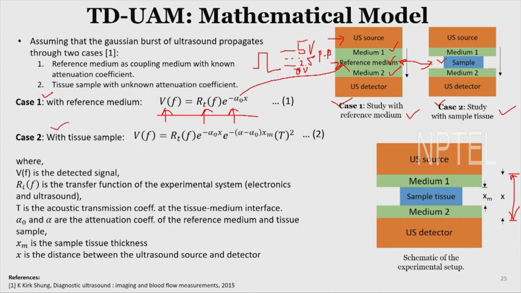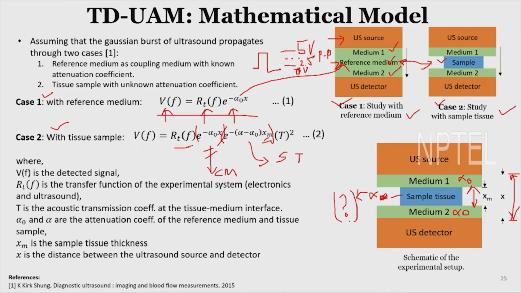In the second case, with the tissue sample, you have a different equation. So you have RT, and then there is a product of two terms. The first term is for the coupling medium, and the second, with xm, the thickness of the sample medium, is for the sample tissue. For the coupling medium, the attenuation coefficient is alpha naught, and we know this alpha naught, while for the sample tissue it is assumed as alpha over here, but this is what we don't know. We still don't know what alpha is, the attenuation coefficient of the sample tissue.